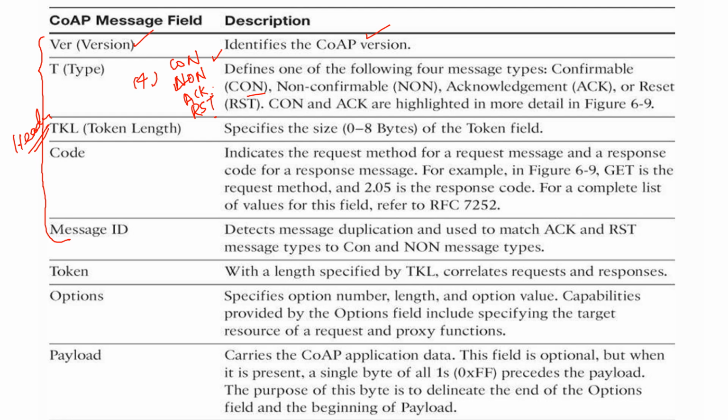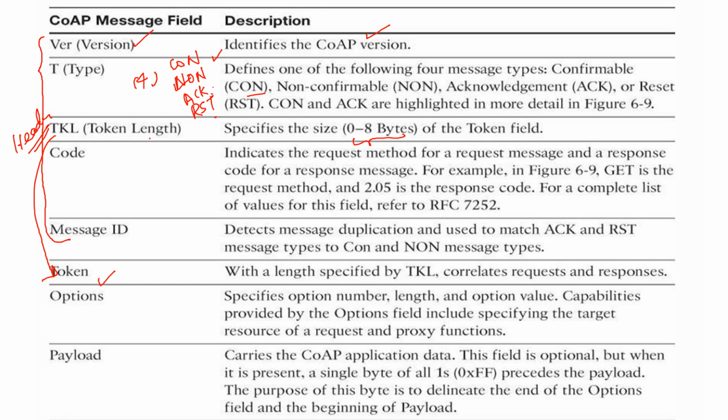Now these are the types of your message. The next one is your token length. This token length gives the length of your token, that is your next layer field. So the token length specifies the length of the token field, which is normally 0 to 8 bytes, right? Next one is your code.